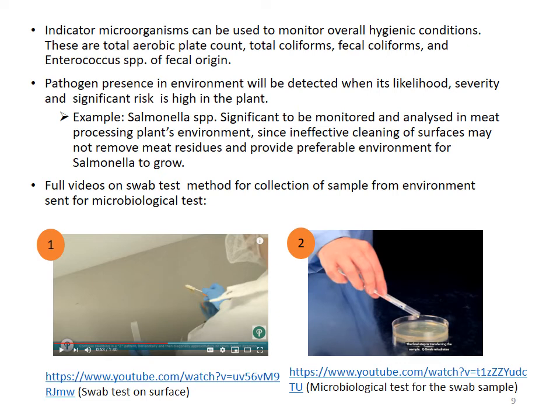There are full videos on how to conduct the swab test method for the collection of samples from the environment. So as you can see in this figure, the swab test is conducted on the surface, and then the swab is brought to the lab to culture the possible microorganisms that can be present on the surface.